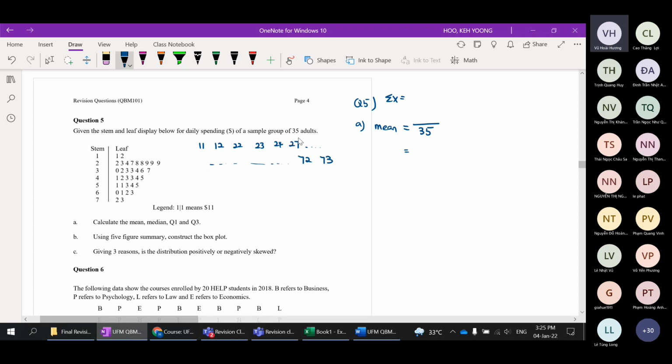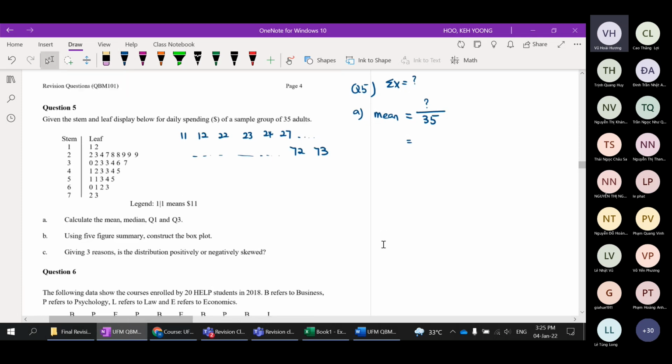Add up all these 35 values to get the total X, then substitute into the mean formula. You have a mean already. Next is to find the median. Apply the formula for the median first: n plus 1 divided by 2, to find the location of your median position. So the position is 18.